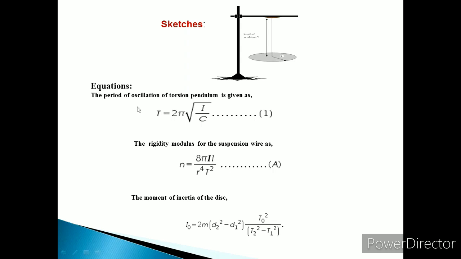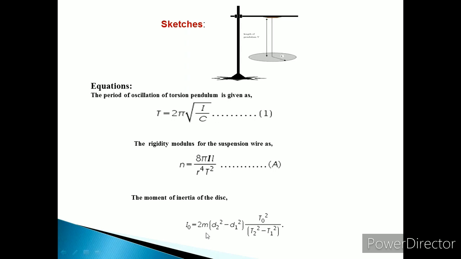These are some of the equations we are going to derive with complete derivations. First one is the period of oscillation of the torsion pendulum, that is T equal to 2 pi root of I by C, and another one is the rigidity modulus of the suspension wire, n equal to 8 pi I L divided by r power 4 T square. Based on this, we have to calculate the moment of inertia of the disc.